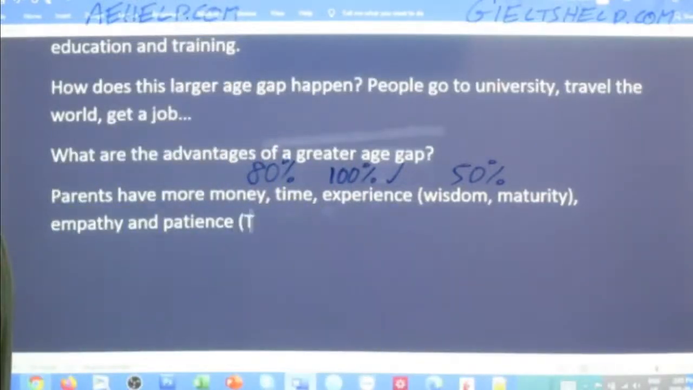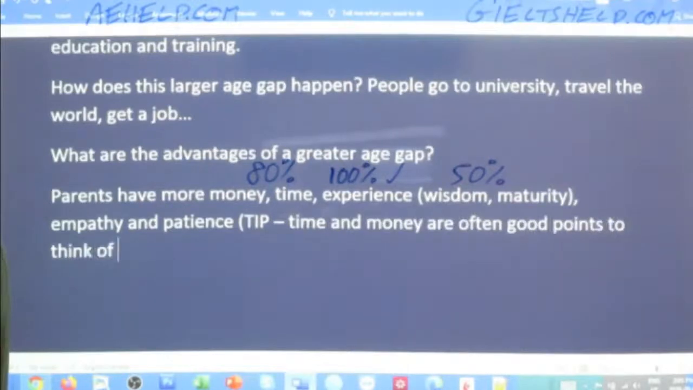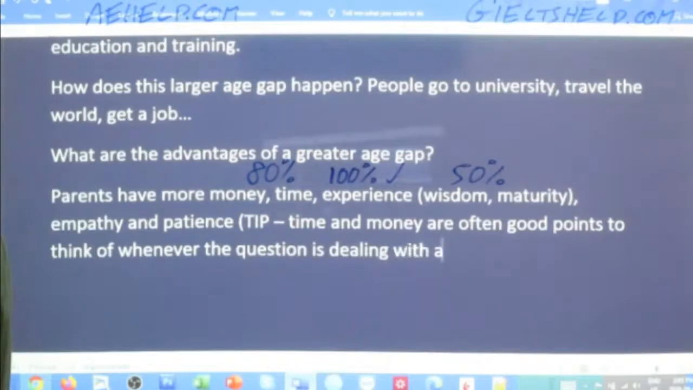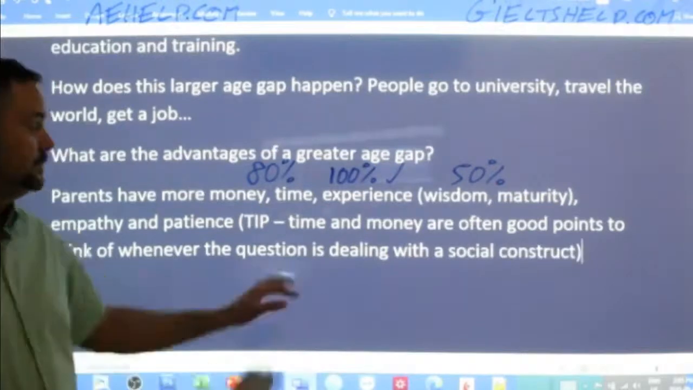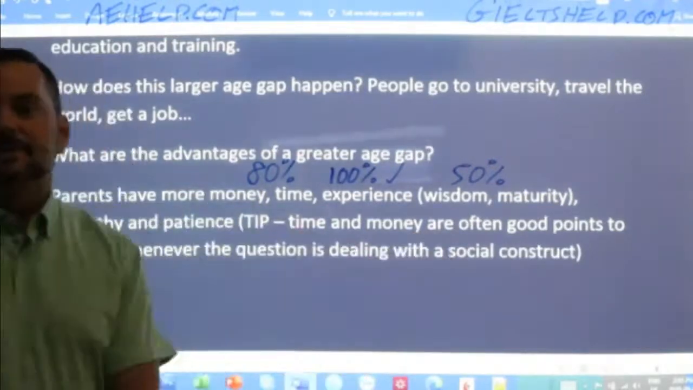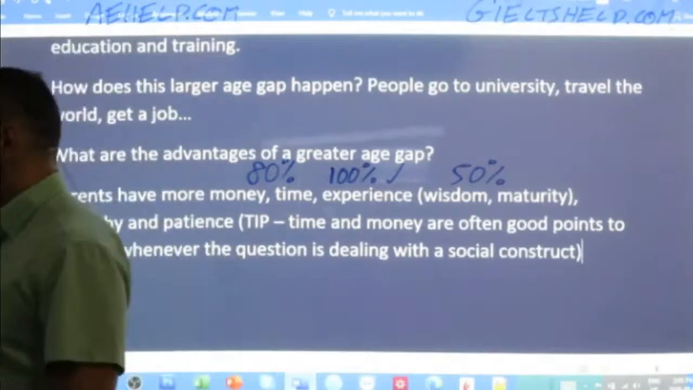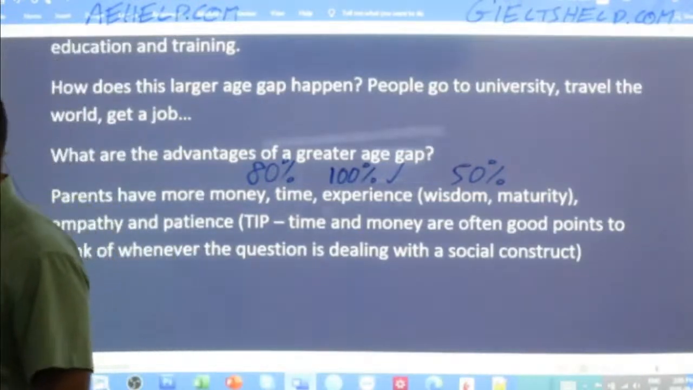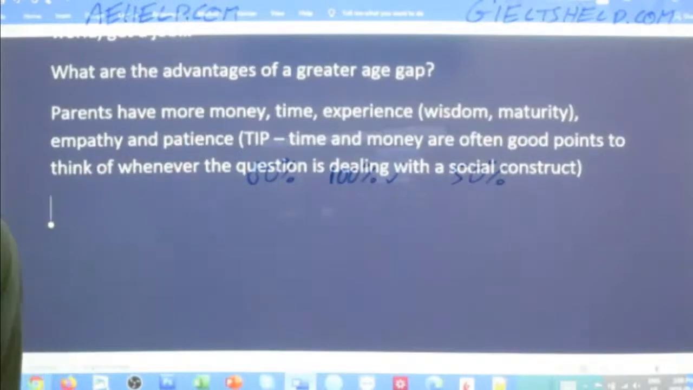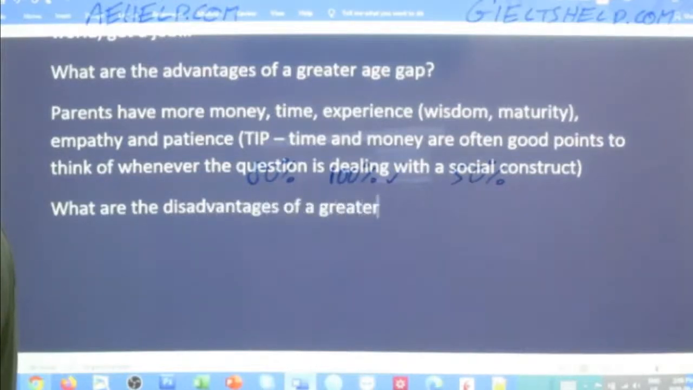Okay, so that's just a tip for your IELTS exam. Time and money are often good points to think of whenever the question is dealing with a social construct. Okay, that makes sense? Right? So time and money. All right, good. Okay, what are the disadvantages? I'm sure many of you would realize that's the next question because we're weighing these two. So what are the disadvantages of a greater age gap?